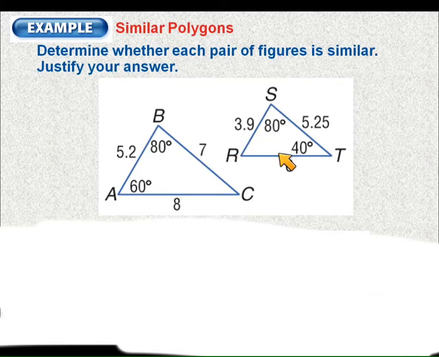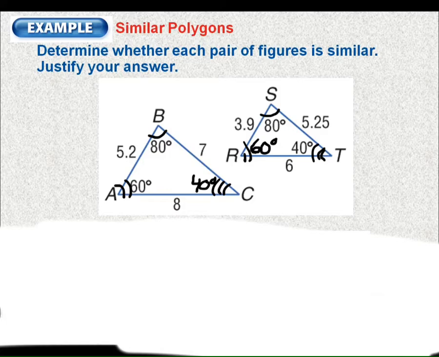Well, this is a triangle. 3 angles of a triangle add up to 180. 80 plus 40 is 120. So that means there are 60 degrees left over for that one. So I know those angles match up. Then I need to know if both of these are 40. Well, three angles of a triangle are 180. 80 plus 60 is 140. It means there's 40 degrees left over. So I know those angles match up. So it's passed the first part of the definition of similarity.